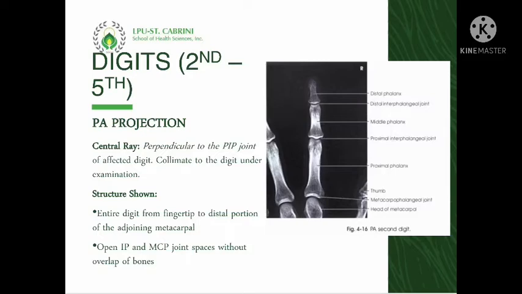The radiograph will show the entire digit from fingertip to distal portion of the joining metacarpal and an open IP and MCP joint spaces without overlap of bones.